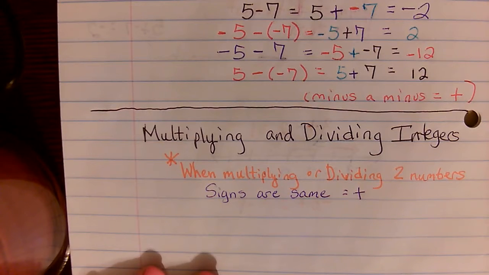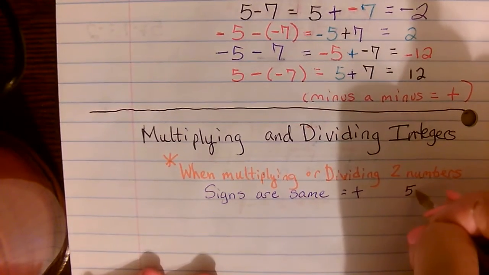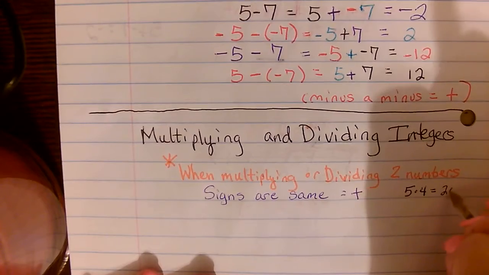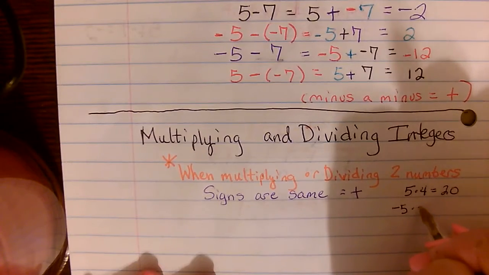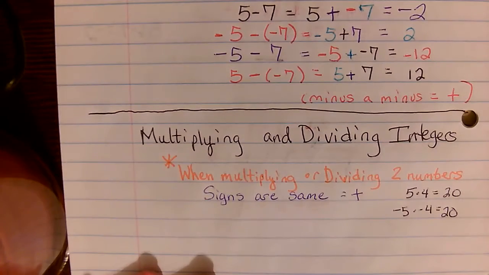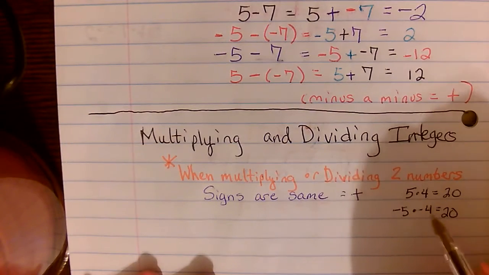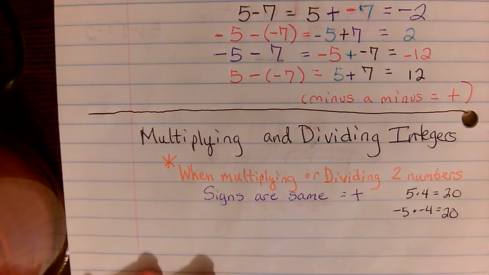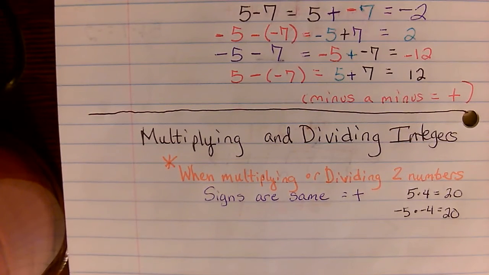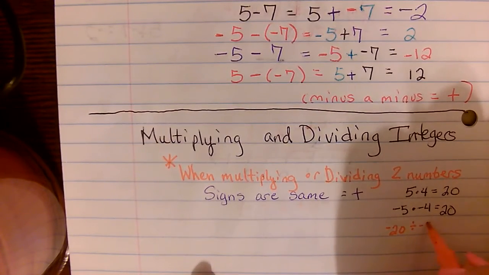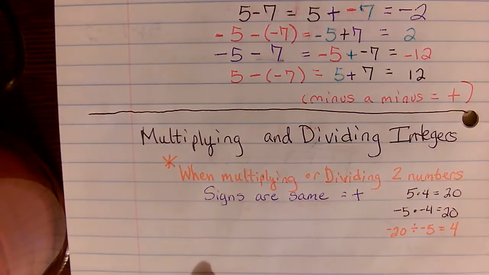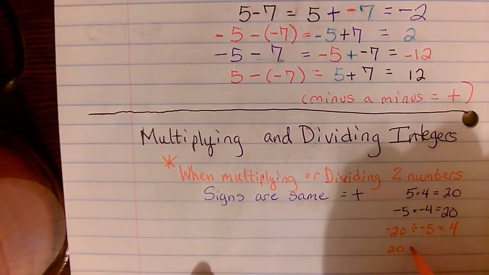So that would be, for instance, 5 times 4 equals 20. That could be negative 5 times negative 4 equals 20. Make sure it looks like a negative and a times symbol. But that also is the same when they are dividing. So if you have negative 20 divide negative 5, you get a positive 4. And if you have a positive 20 divide a positive 5, you get a positive 4.